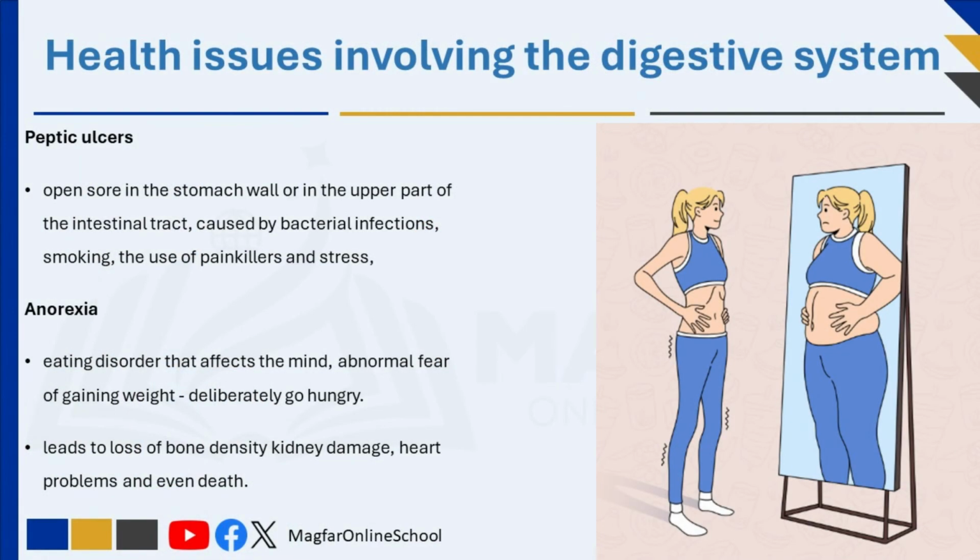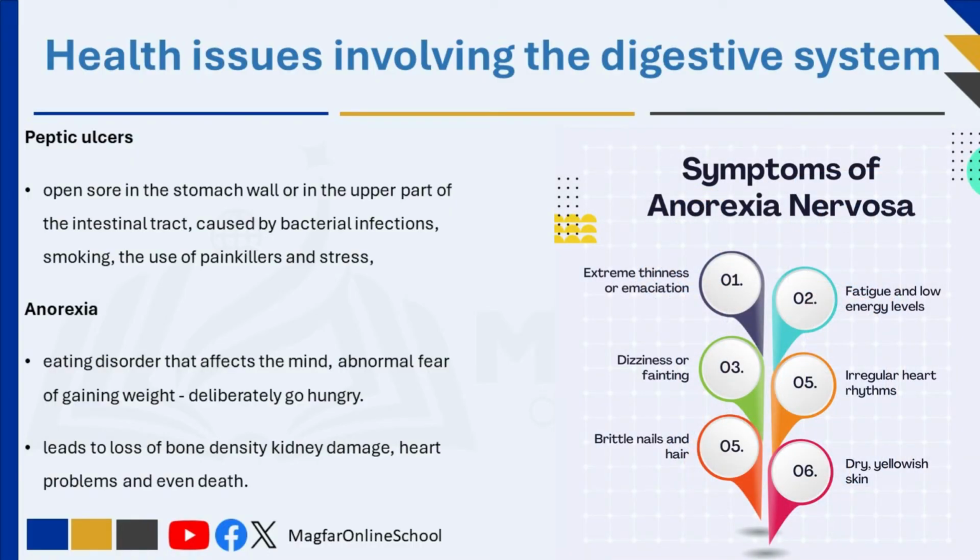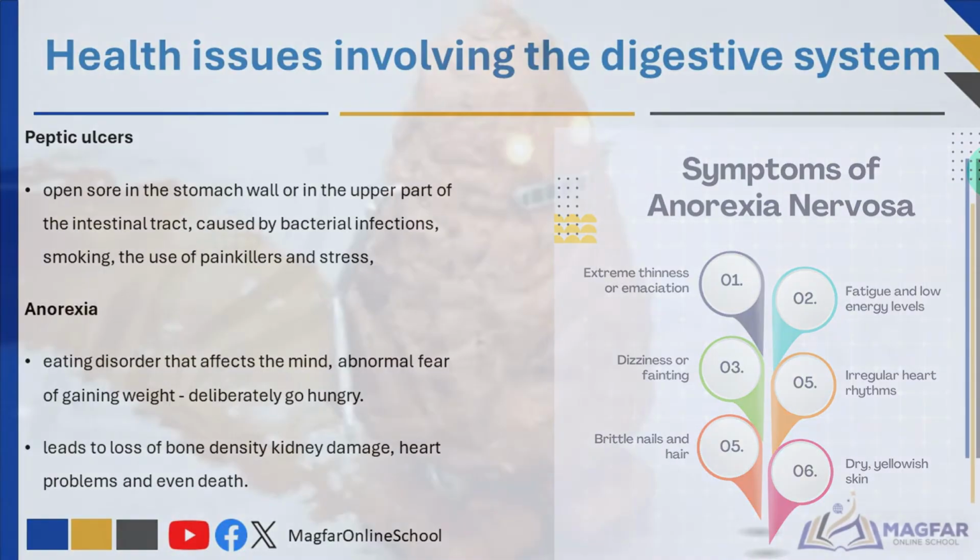Anorexia is an eating disorder that affects the mind and body. People suffering from anorexia have an intense fear of gaining weight, leading them to deliberately avoid eating and intentionally starve themselves. This disorder can cause serious health problems, including loss of bone density, kidney damage, heart issues, and even death. Early treatment and psychological support are crucial in managing anorexia.